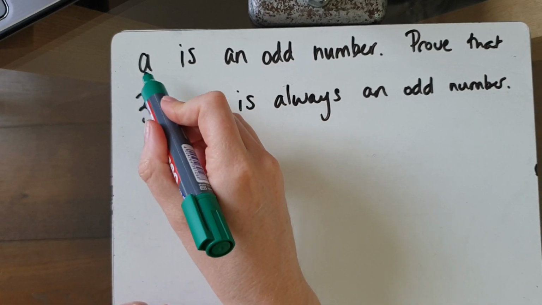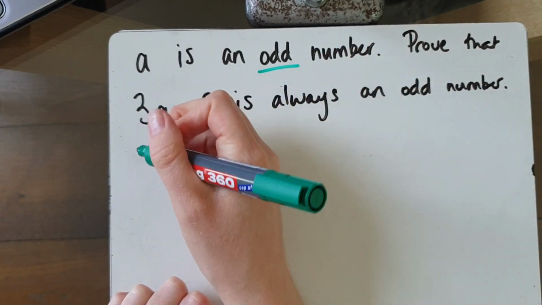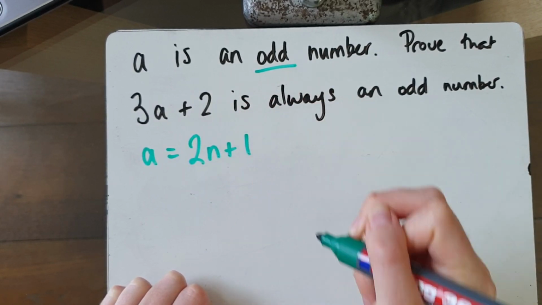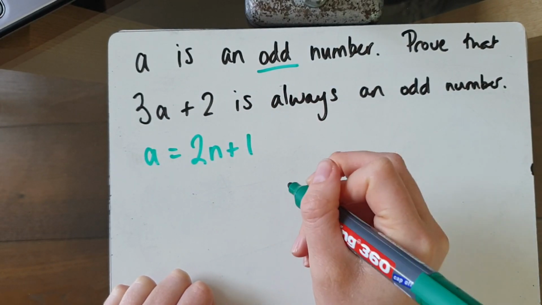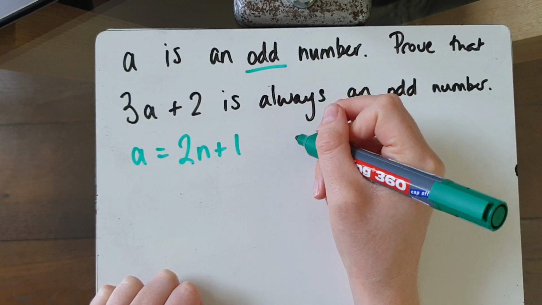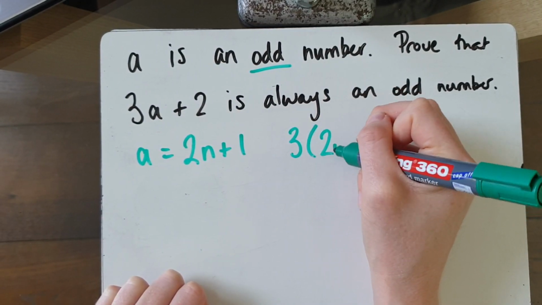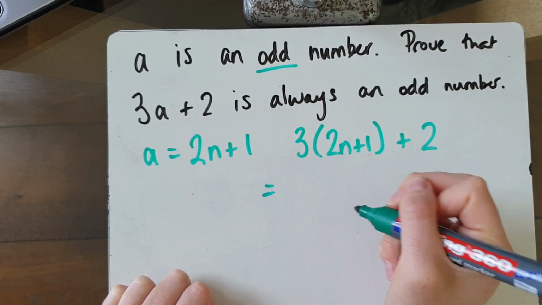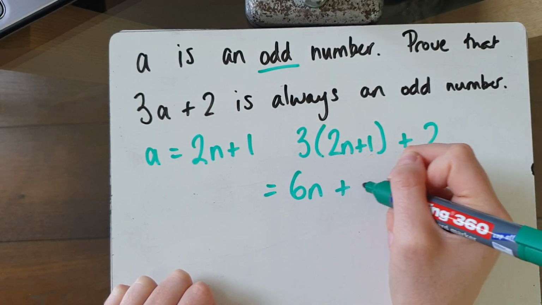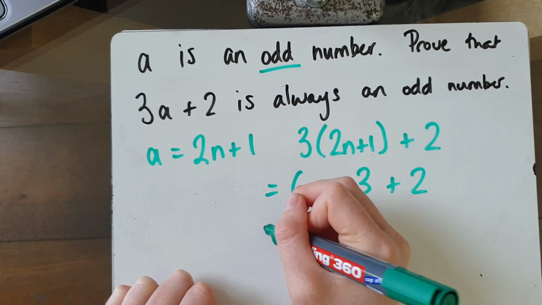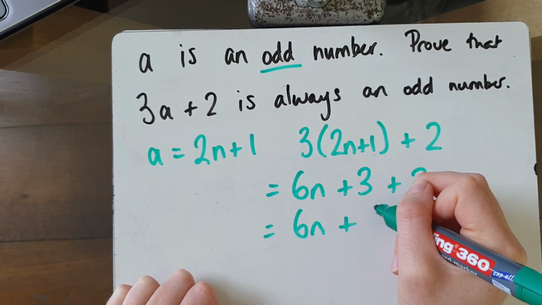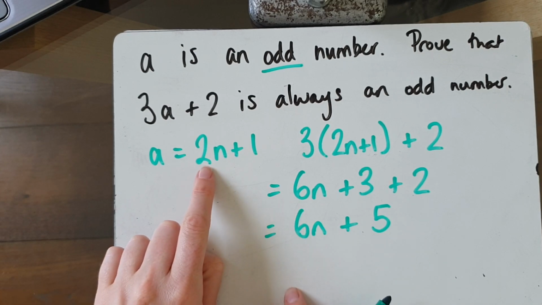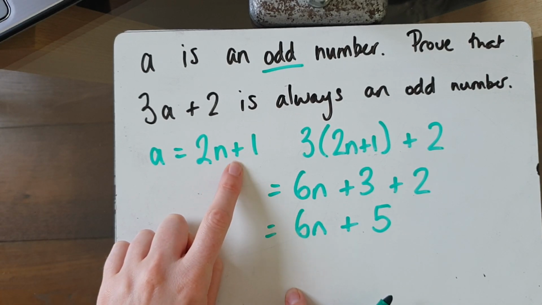Okay, so a is an odd number, which means we can write a as 2n plus 1. Then if I substitute that into here, I get 3 times 2n plus 1 plus 2. And that is going to equal 6n plus 3 plus 2, which is 6n plus 5. To show that that is an odd number, I need to put it in the form 2 times something plus 1.